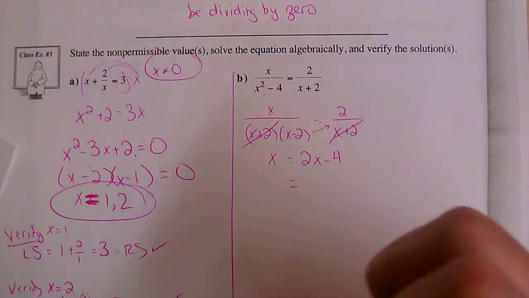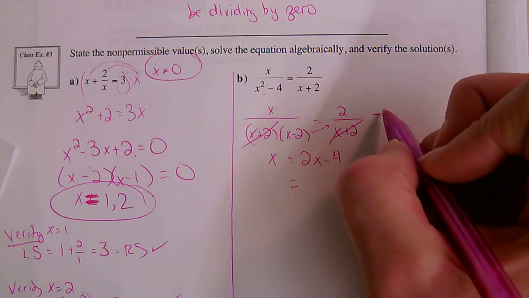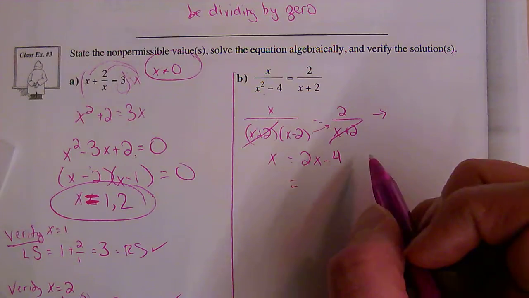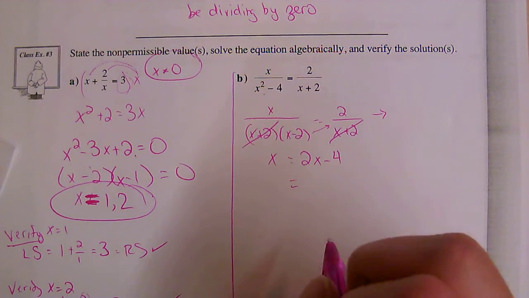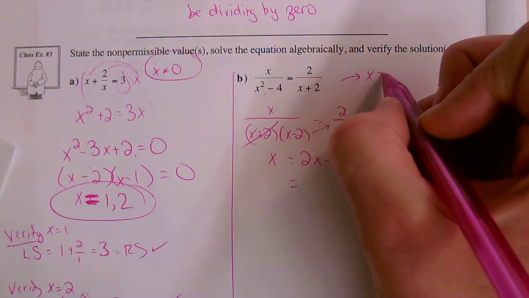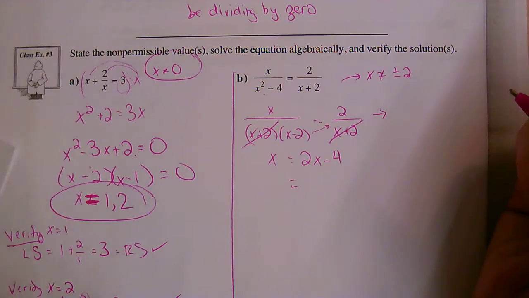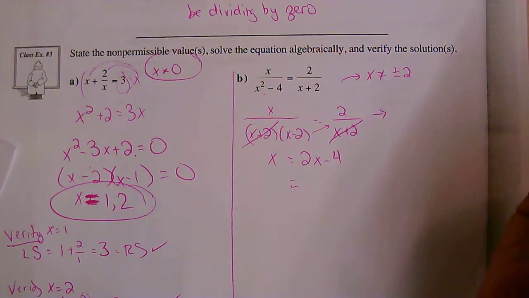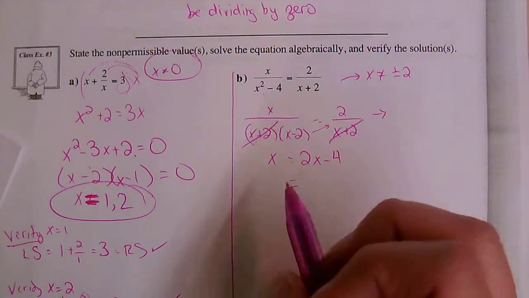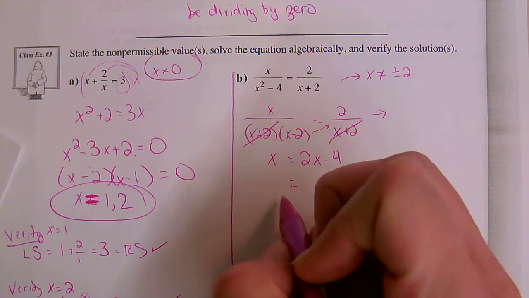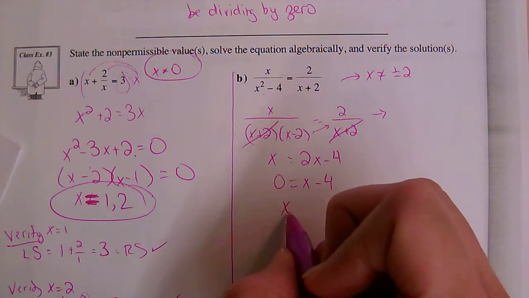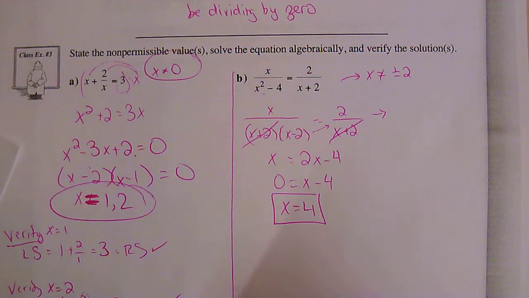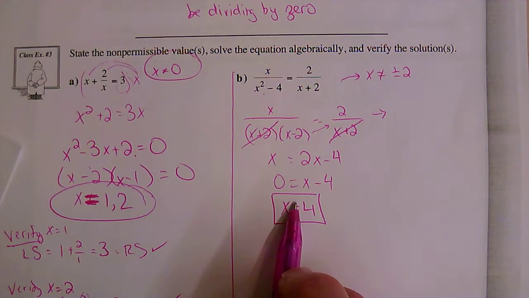Okay, so I'm going to continue on over here, and I'm not going to cancel these out yet. Okay, but I can state my non-permissible values. X can't equal plus or minus 2. Oh, I got it. Okay, I'm going to continue on here. Move this over. 0 is equal to x minus 4. Obviously, I'm going to solve for this. X is equal to 4. Okay? So that's the way I would have just done it naturally.